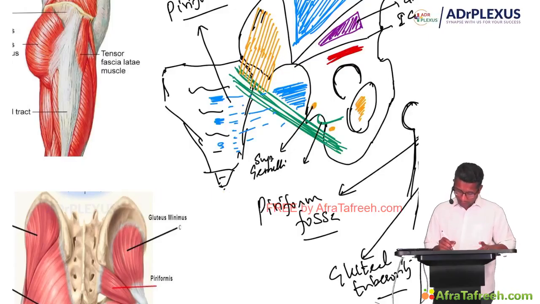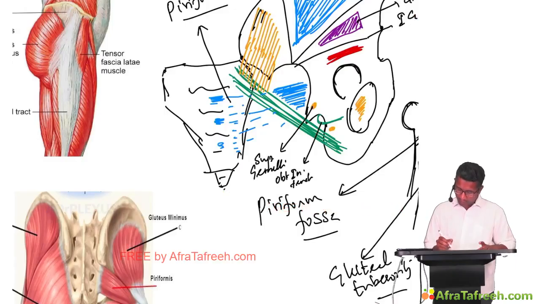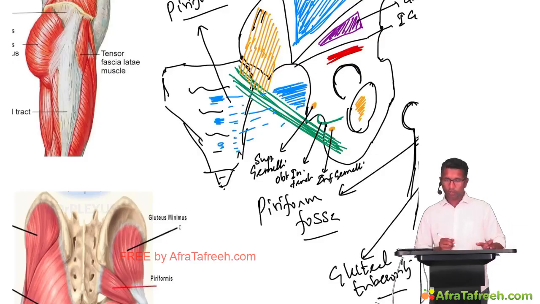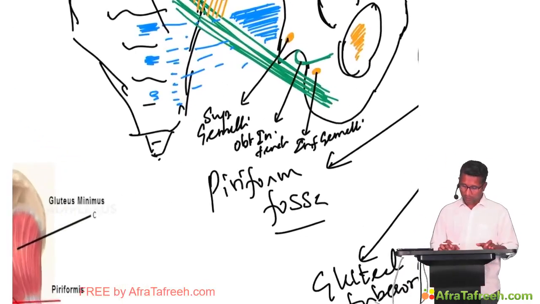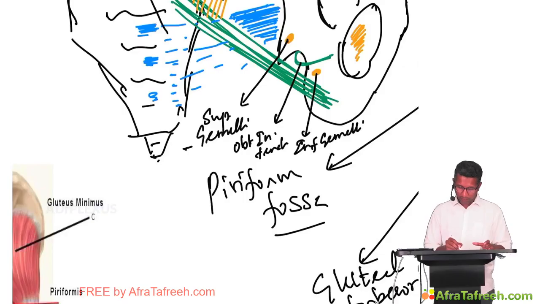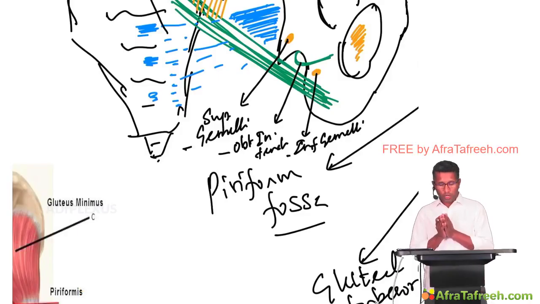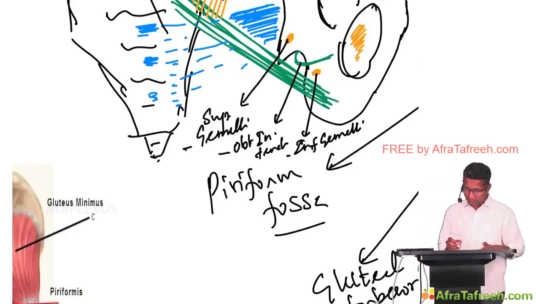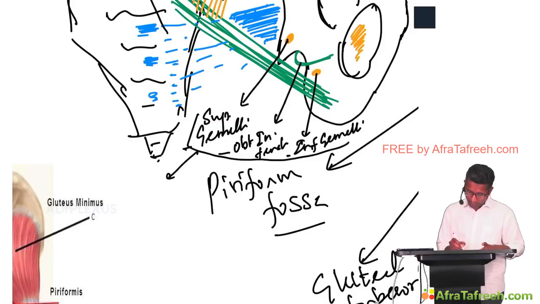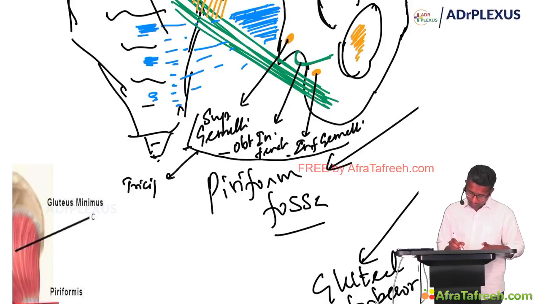Next there is a tendon which is called the obturator internus tendon, and next comes the inferior gemellus. Now I have three muscles in this area: the superior gemellus, the obturator internus, and the inferior gemellus. These three muscles join to form a common tendon that is called the tricipital tendon.